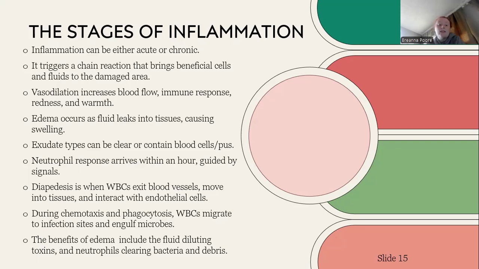And there are benefits of edema. Some of them include fluid, which dilutes the toxins, and neutrophils, which clear bacteria and debris.